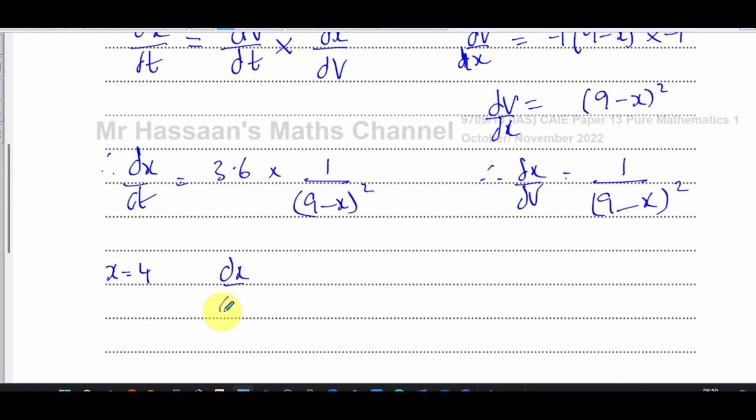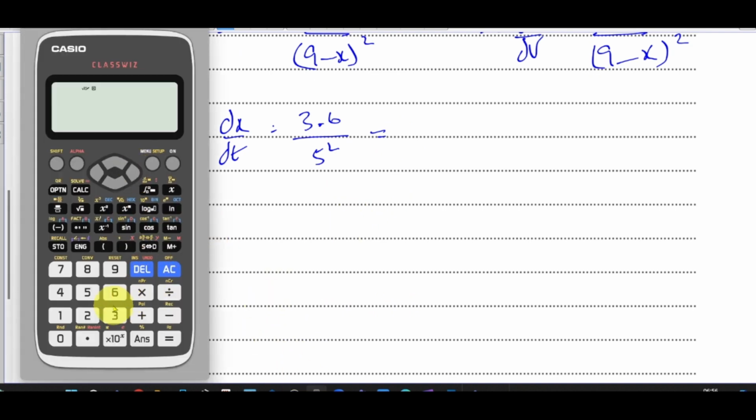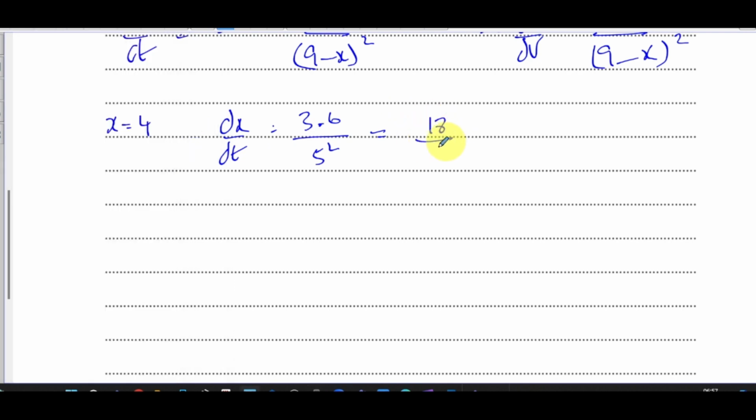So I can say dx/dt is equal to 3.6 over, you're going to have 9 minus 4, which is 5 squared. So 3.6 over 5 squared. That gives us 18 over 125. Okay, so that is your answer for dx/dt, but in meters per hour.